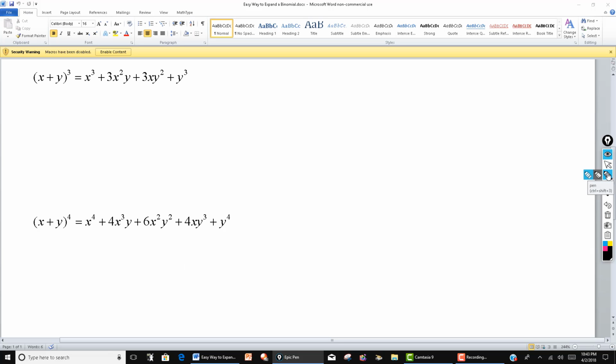So let's look at one like this now. 2x plus 3y to the fourth power. Okay, so now keep in mind that now the first term is 2x. It's a binomial. The first term is 2x, and the second term is 3y. Okay, so I'm going to set it up just like I did this one right here.